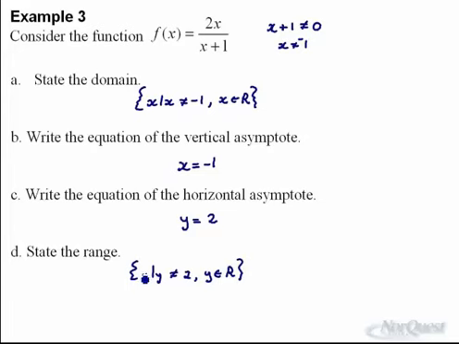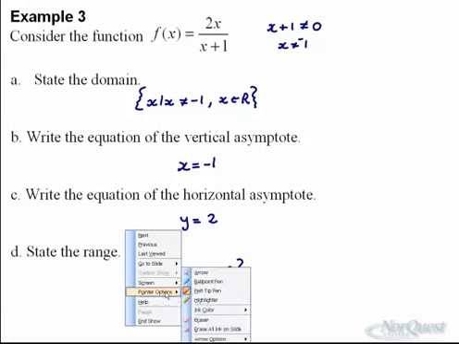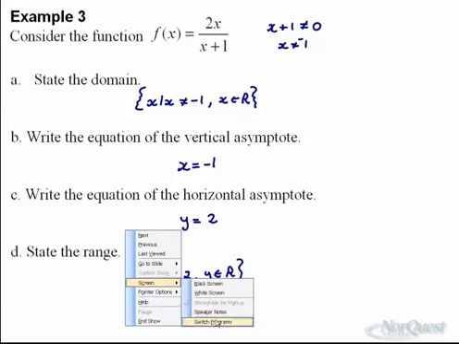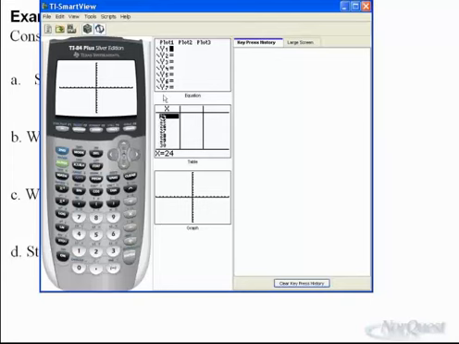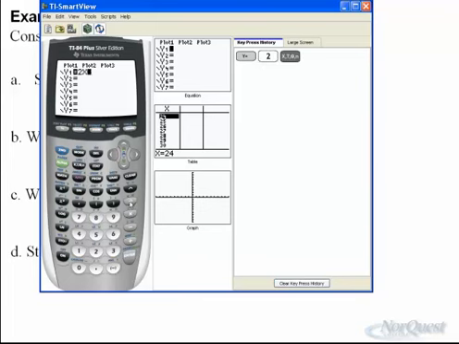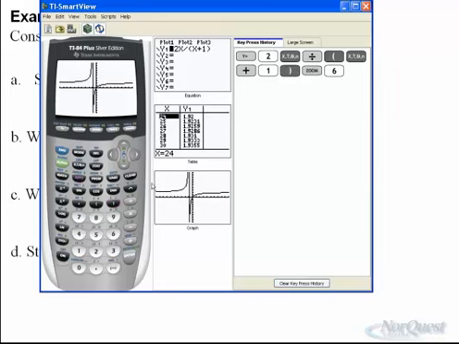Let's graph it and see if we get these values. Let's put in the equation: 2x divided by bracket x plus 1. Let's put this in our standard window. And we can see right off the bat that vertical line is at x equals negative 1. That's verifying our domain, and it's verifying our vertical asymptote.